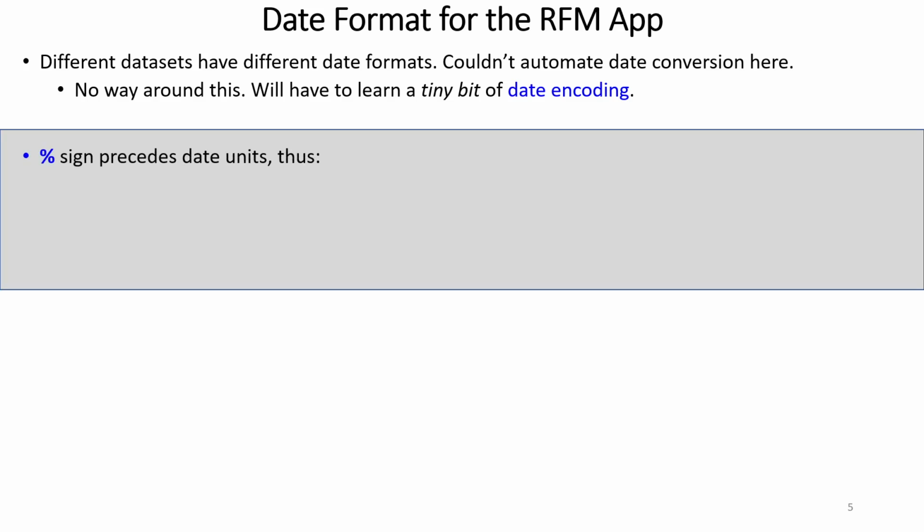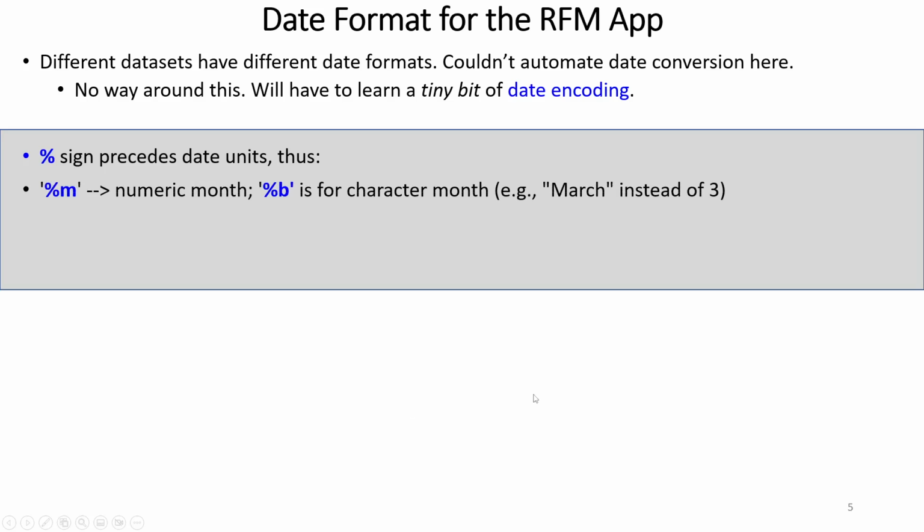I mean, that's about it. I know it's zero code. Ideally, there should be no code, but I want you to encode the date, just the date. The percentage sign precedes date units. So percentage M means numeric month. Percentage B is character month, so March instead of 3. So that would be percentage B. Percentage y is for 2-digit year. Percentage capital Y for 4-digit year. Percentage D for day. So that's there.